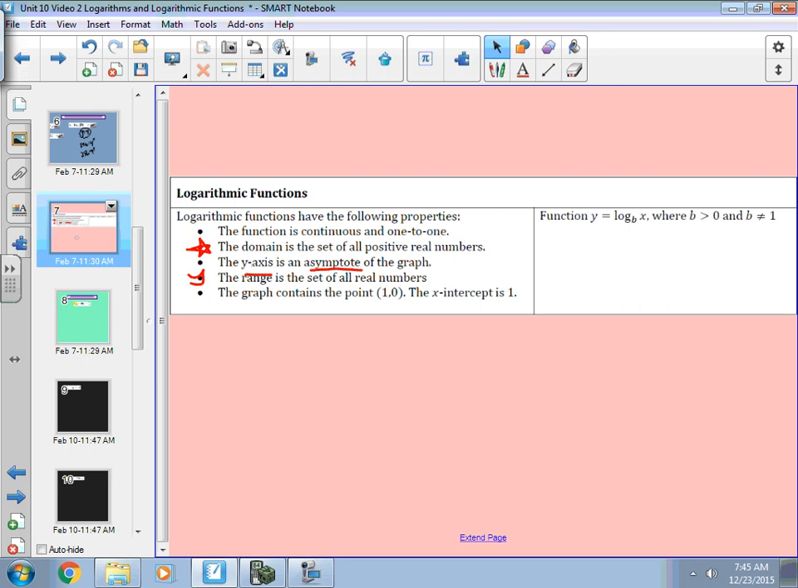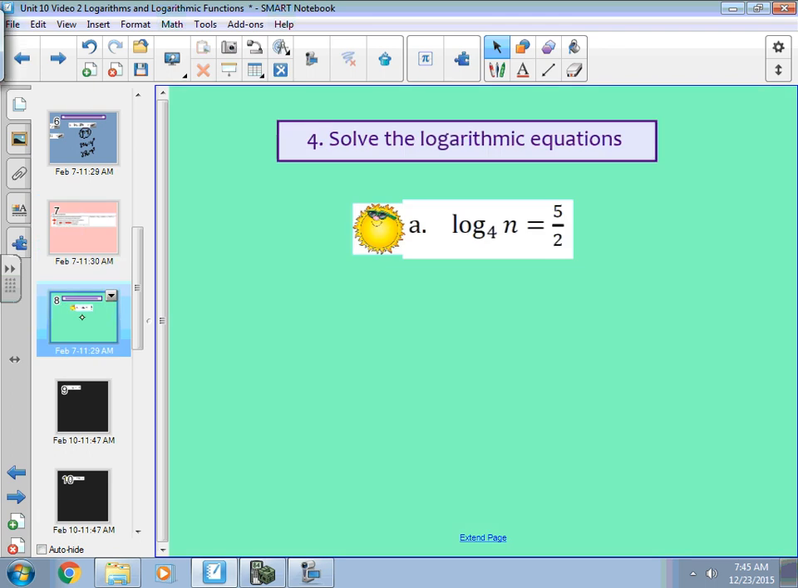Okay, and then the last one, the graph contains the point (1, 0). The x-intercept is 1, so that's another property there. All right, so we're going to solve some logarithmic equations. We're going to do the same thing we were doing before.